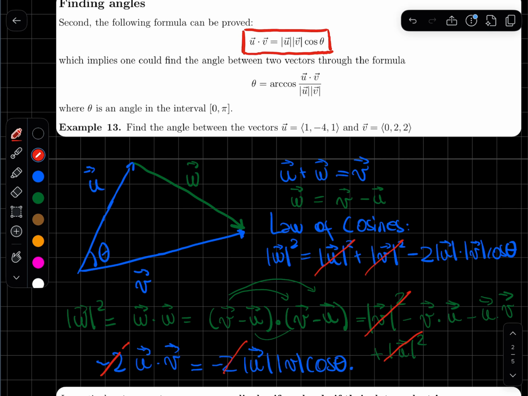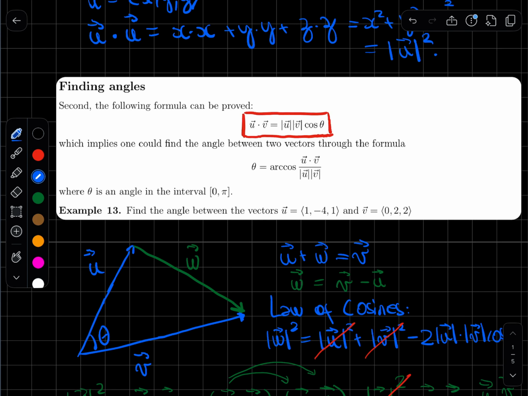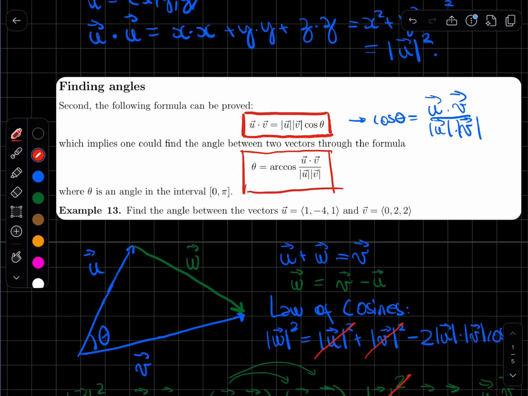What's also interesting about this, if you go a little deeper, is that if you isolate the cosine, divide both sides by the magnitudes, then you'd get that the cosine of theta is u dot v divided by magnitude u, magnitude v. And so by taking the arc cosine or the cosine inverse on both sides, you do get this formula here. So these two are equivalent as long as the angle is between 0 and pi. So we're not going to be using angles that are greater than pi here.